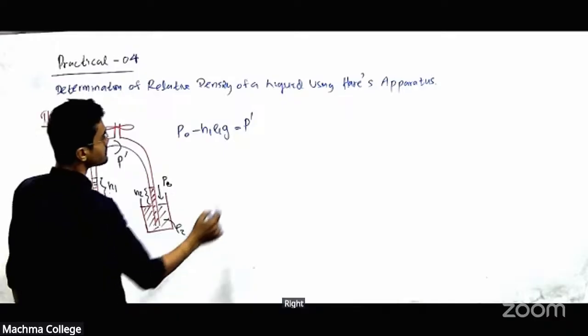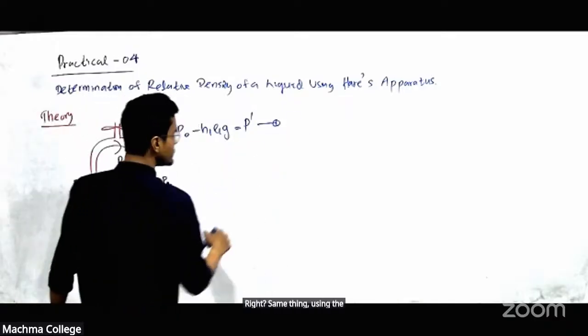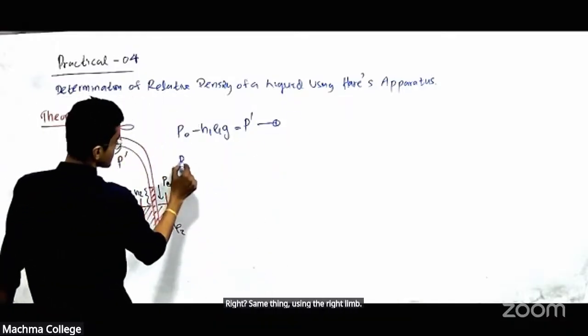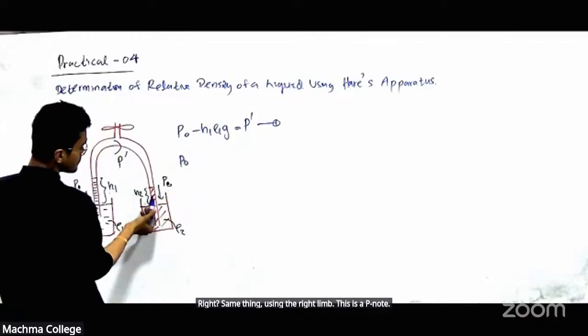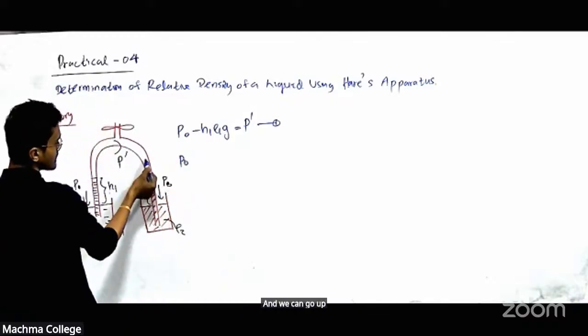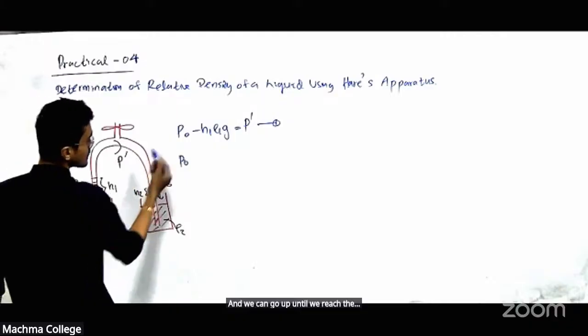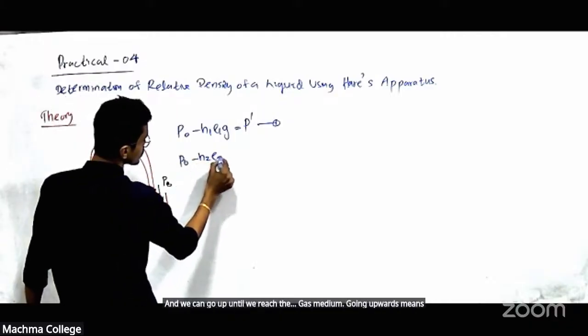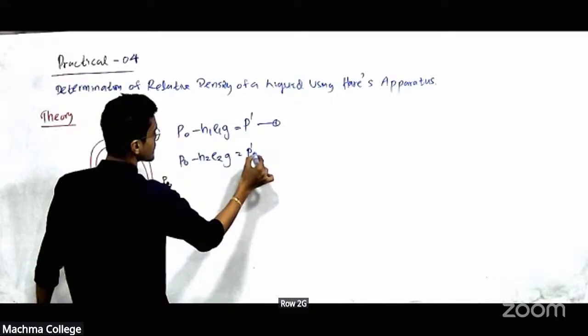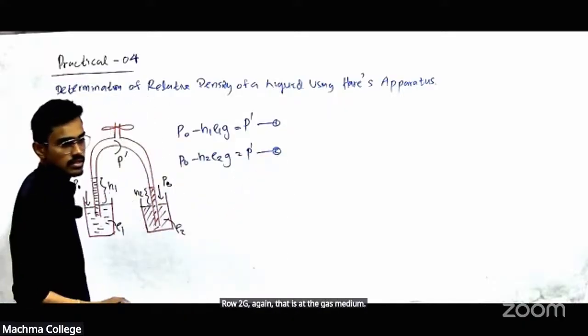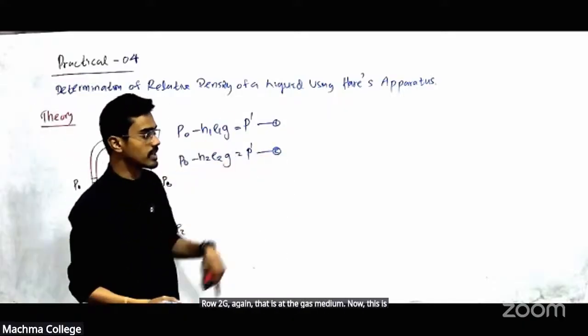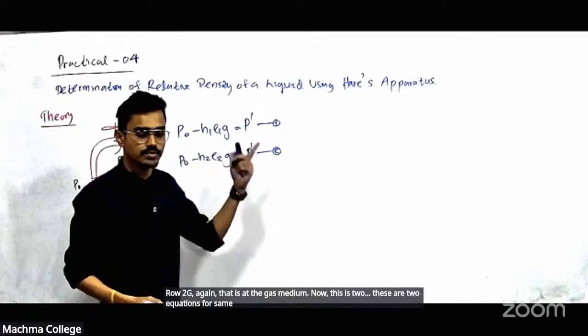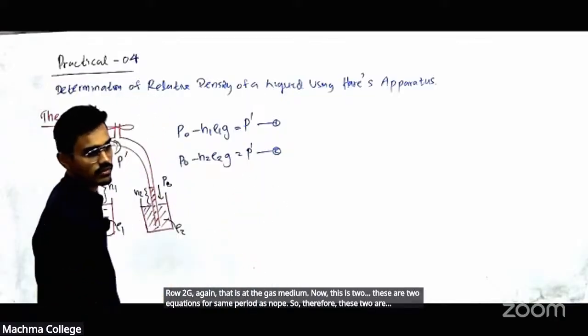Right? Same thing using the right limb. This is at P naught. And we can go up until we reach the gas medium. Going upwards means minus H2 rho 2 g. Now again, that is at the gas medium. Now these are two equations for the same P dash. So therefore these two are equal.